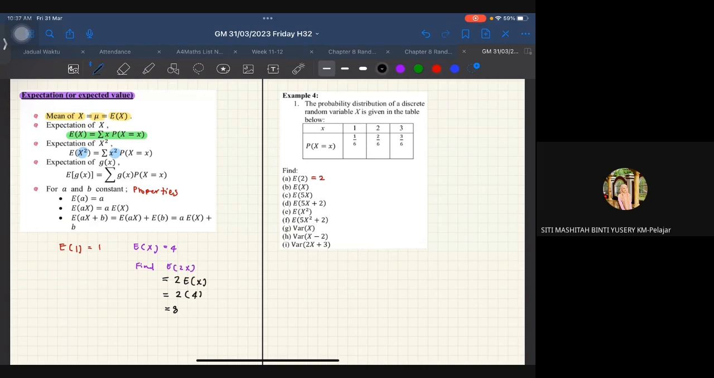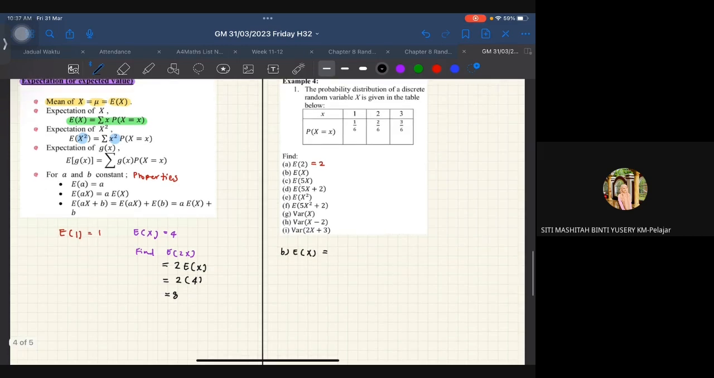Okay, so for part B pula. So for part B, kita minta, soalan minta kita cari EX. This one. Okay, so from what we have learned, we know that in order for us to find EX, kita hanya perlu buat summation of X multiply with its probability. This one. Okay, so dia akan jadi sama dengan apa?